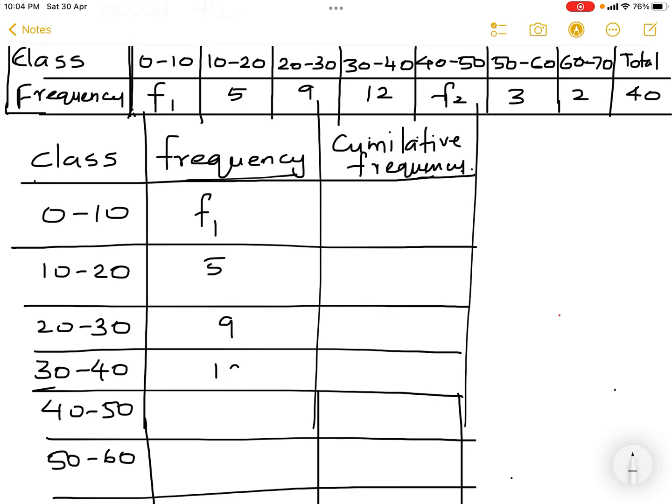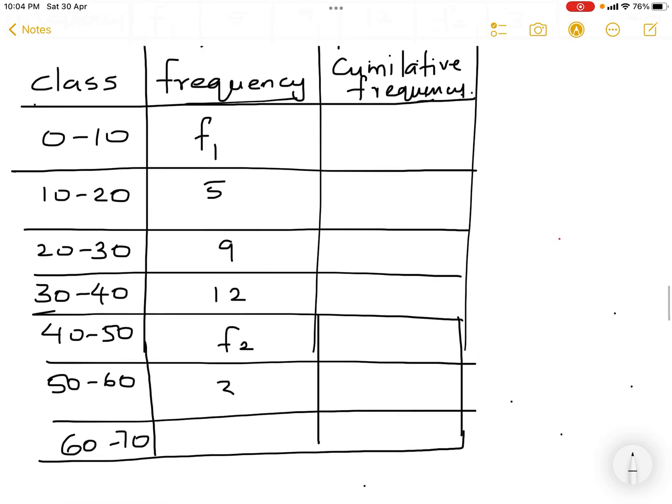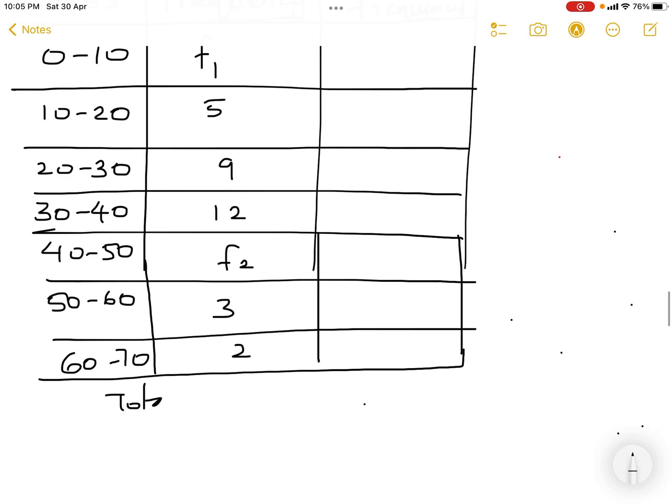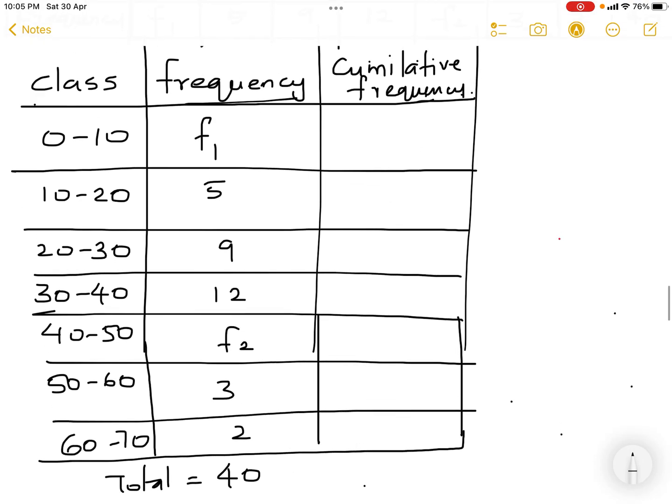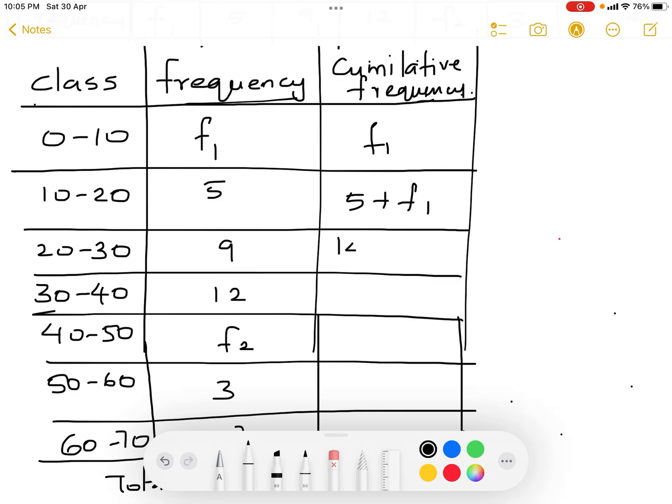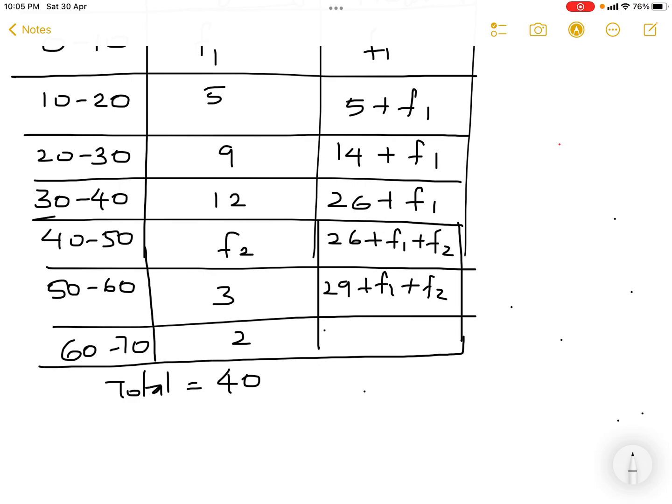F1 5, 9, 12, F2 3, 2. Total is equal to 40. Cumulative frequency: F1 5, 5 plus 9 is 14, 14 plus 12 is 26, 26 plus 3 is 29, 29 plus 2 is 31, 31 plus F1 plus F2.